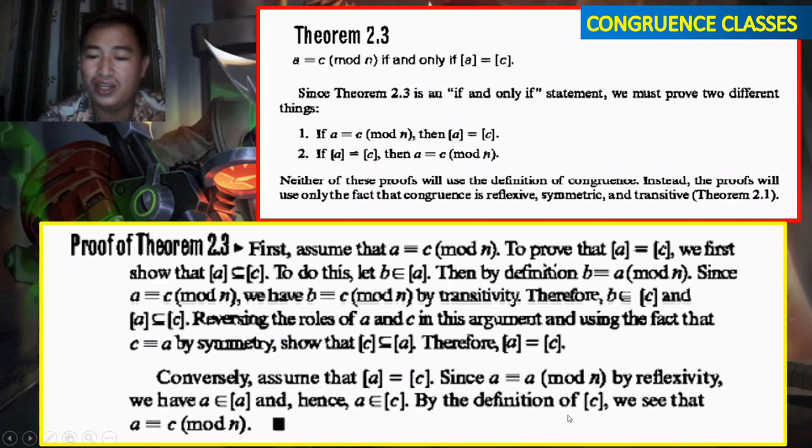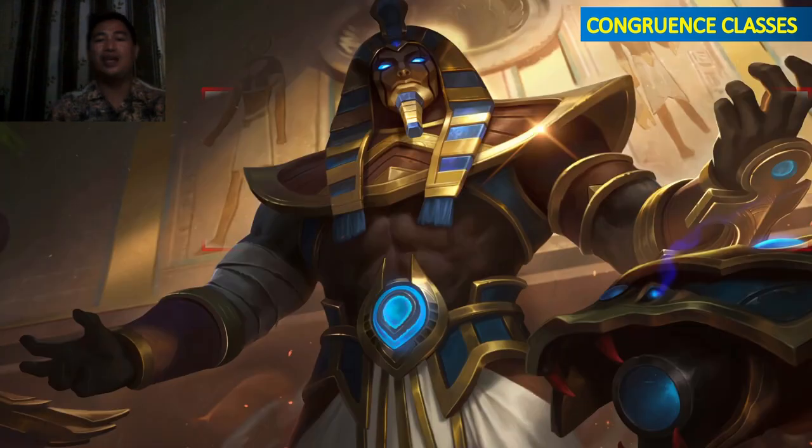By the definition of the class of C, if A is an element of it, this means A is congruent to C mod N. So we have proved both directions. If the congruence classes are equal, then A is congruent to C mod N. So we are done with Theorem 2.3. Okay, next.